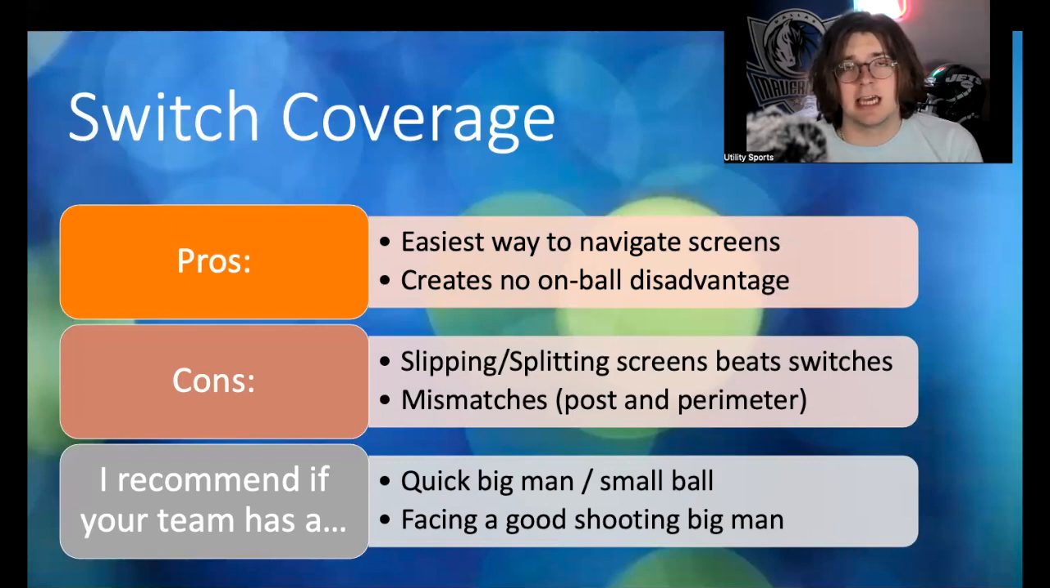You might just have to say, hey, we're going to work our tail off. We're going to switch a bunch, and we're going to fight for post position with the other big men on the other team if you don't have that. We know a lot of 1A, 2A, 3A schools, if you don't have enough big men talent, you might have to go this way. Also, facing a good shooting big man, that's a benefit of the switch as well. It limits pick and pop game.